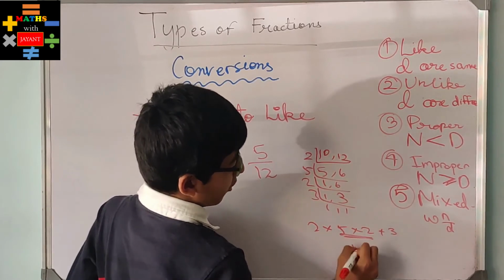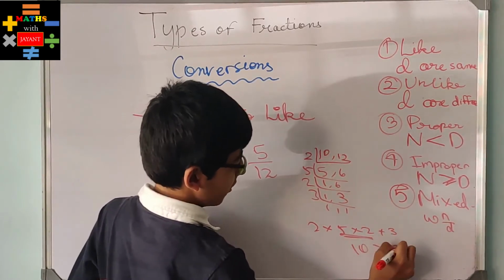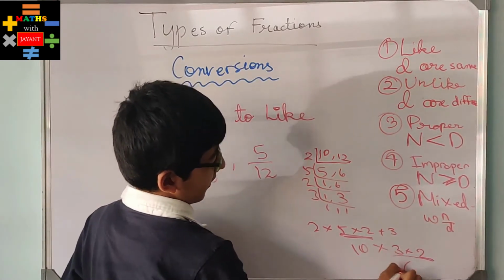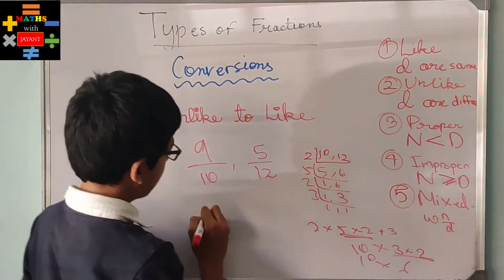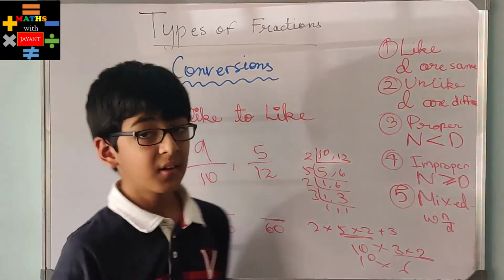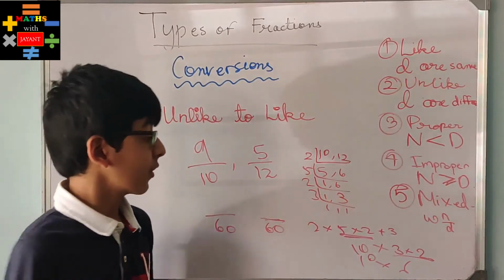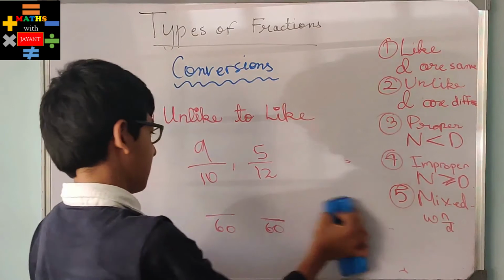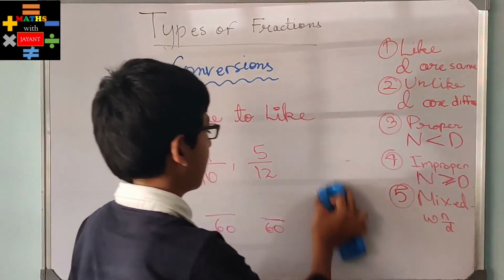5 into 2 we can solve first, becomes 10, and like this the other calculation becomes easy. 10 into 3 into 2. 3 into 2 becomes 6 and 10 into 6 becomes 60. So the common denominator is going to be 60. We figured out the common denominator. So let us now do the conversion part.